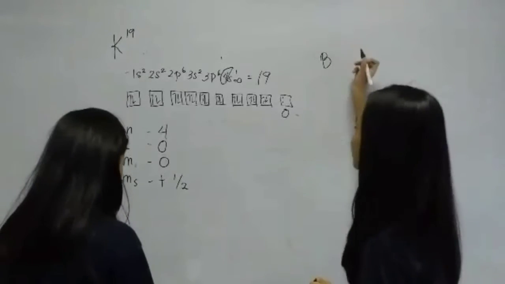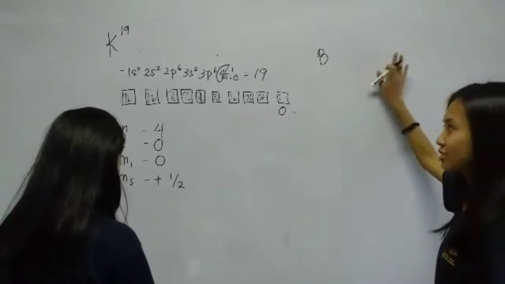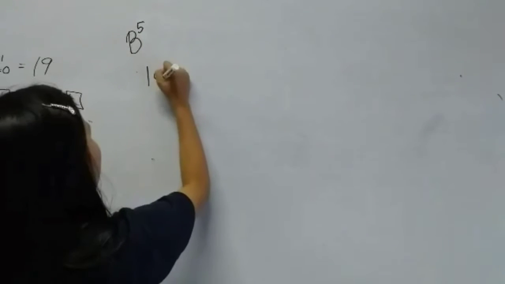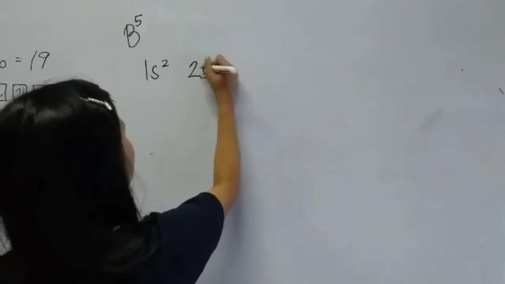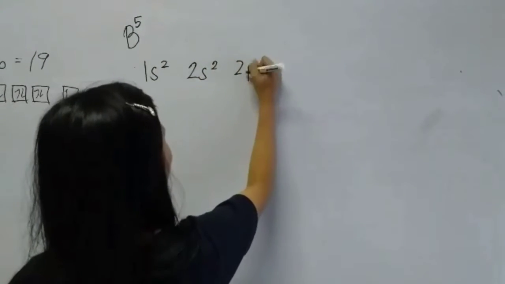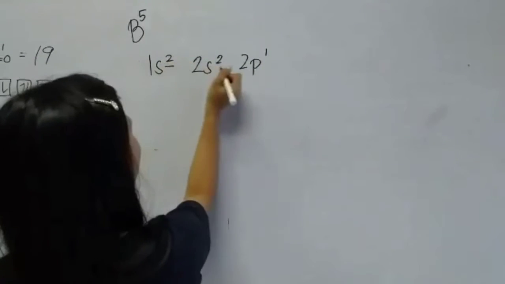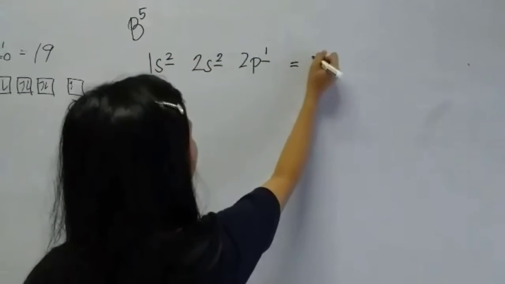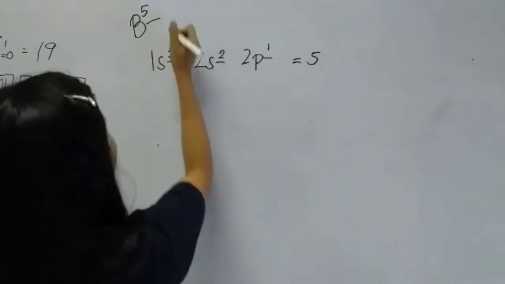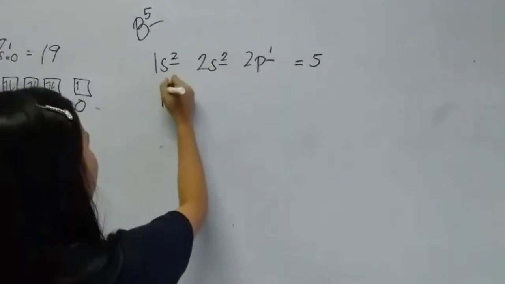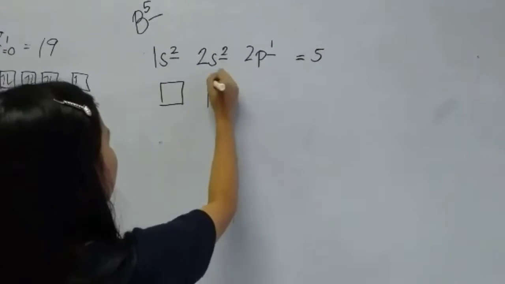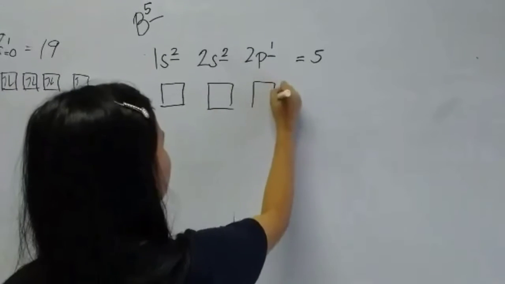Another example is B, boron. Boron's atomic number is 5. 1s2, 2s2, 2p1. 2 plus 2 plus 1 is equal to 5. Same with the atomic number of boron. So we should write orbital diagram 1 for s and 3 for p.